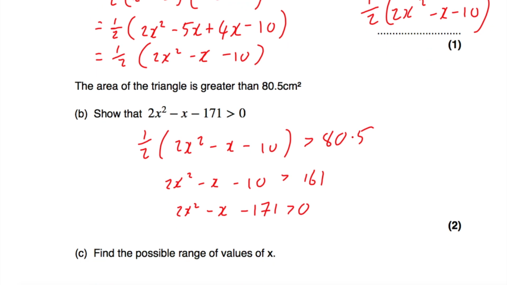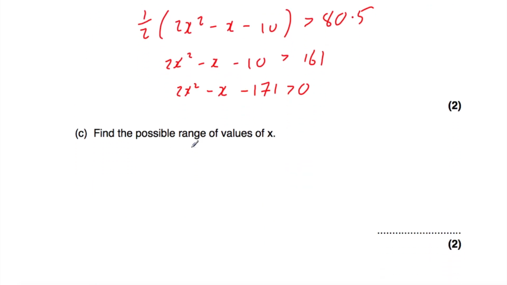Okay, let's look at our next part, part C. So part C says find the possible ranges of values of x. So let's solve our quadratic inequality. So we've got this quadratic inequality. Let's sketch y equals 2x squared minus x minus 171 and see what we get. So let's draw our x-axis and our y-axis.